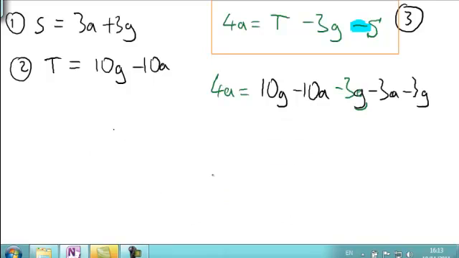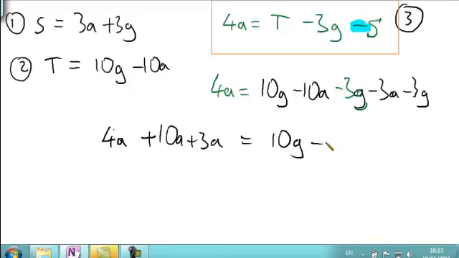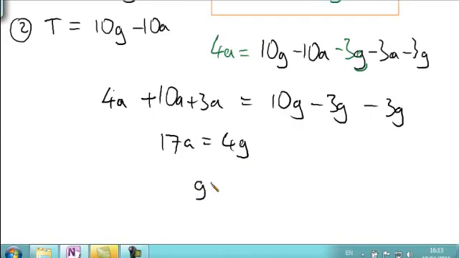Okay, so if you bring all the A's over to one side, we have 4A plus 10A plus 3A is equal to 10G minus 3G minus 3G. We get 17A is equal to 4G. And we get A is equal to 4 over 17 g.